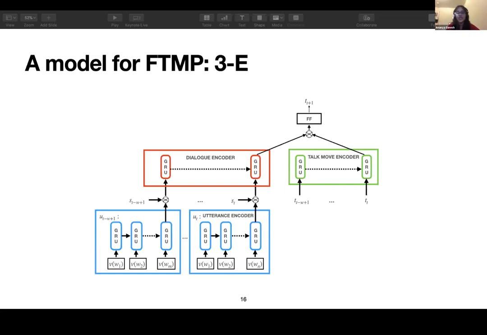Crucially, we encode 3 key pieces of information. First, we encode individual utterances that occur in the conversation history. And then we encode the entire conversation history, the representations that come from this GRU. And then we also find that encoding the history of talk moves in the conversation is really important for this model to perform well. So this is our model for future talk move prediction.